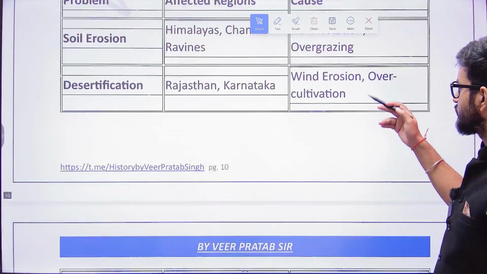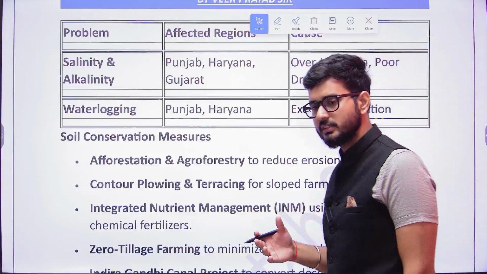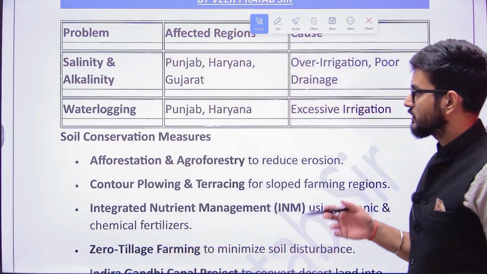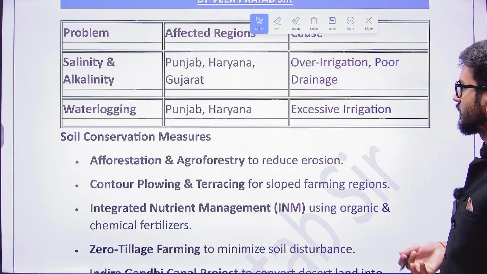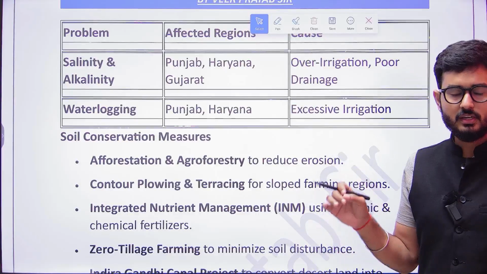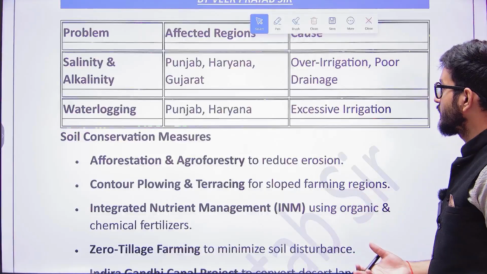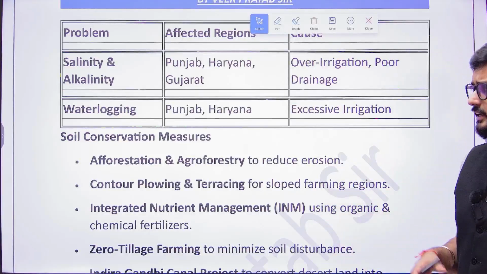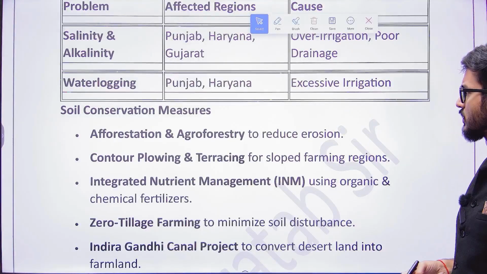Desertification is because of wind erosion and over cultivation. The soils are losing the natural nutrients and there is desertification happening. Apart from that, there is salinity and alkalinity in the over irrigated areas, where there is just accumulation of water being put there, and the salt content of that water goes into the soil. There is going to be poor drainage in that area, because of which salinity is going to be there. Apart from that, water logging is there.